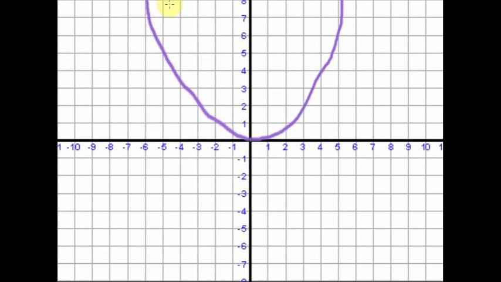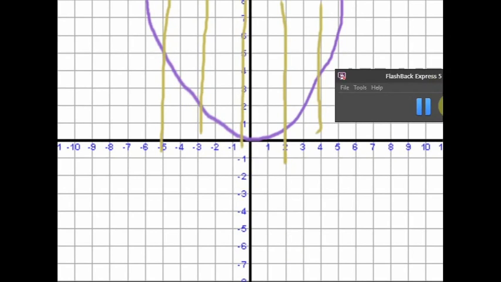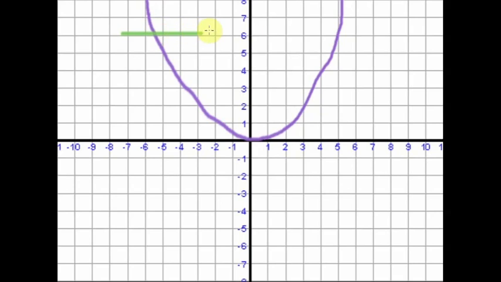When we graph the parabola y equals x squared, we can test whether it's a function or not with the vertical line test. When we do the test, we can see that this graph is a function because for every x value, there is only one y value. However, this graph is not a one-to-one function because it does not pass the horizontal line test.